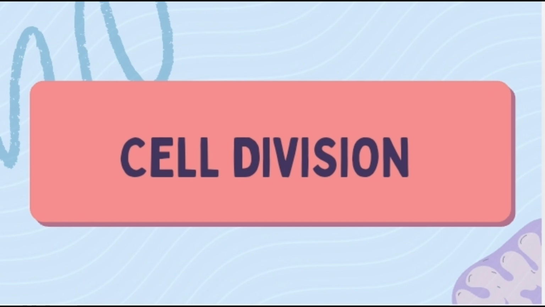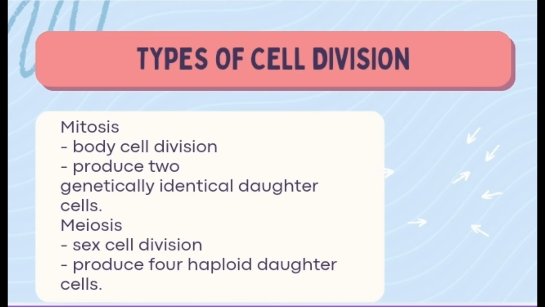Discussion about cell division. As stated in the first part, cell division has two types, mitosis and meiosis. Mitosis is already done and posted in our first video, so let's move on to meiosis.